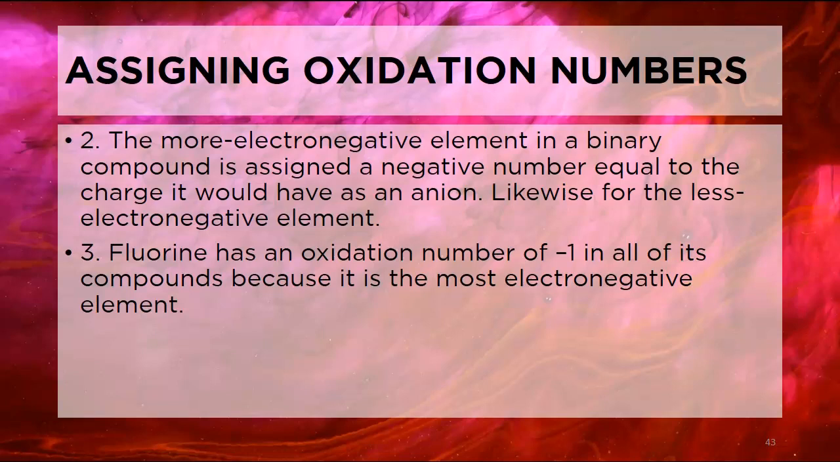Then next we're going to look at who is the most electronegative element. We know the most electronegative element is fluorine. So fluorine will always have an oxidation number of -1. It doesn't have any competition for who's more electronegative. But everything else could have a different oxidation number than we're used to seeing on the ion chart.